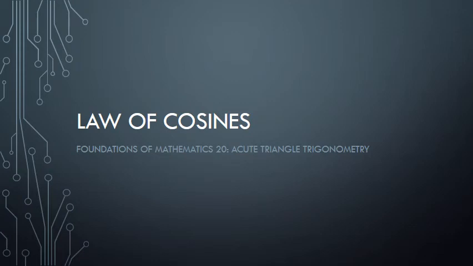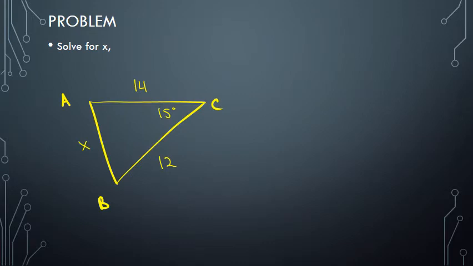Today we're going to look at Law of Cosines, and this is for Foundations of Mathematics 20, Acute Triangle Trigonometry. All right, so let's start off with a problem. Here is a triangle, and I'd like you to solve for x, okay? So to solve for x, we have to set it up. If you could just take 30 seconds and think about how you'd solve it, set it up.